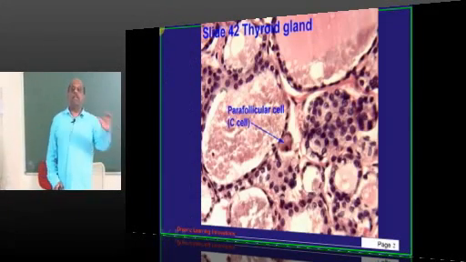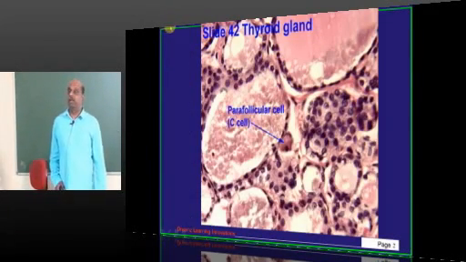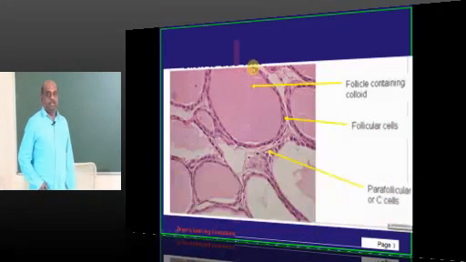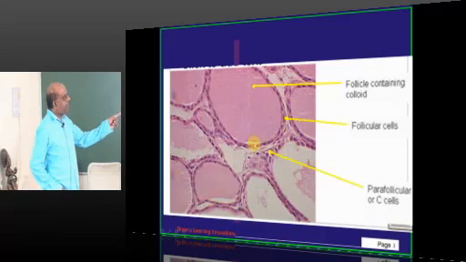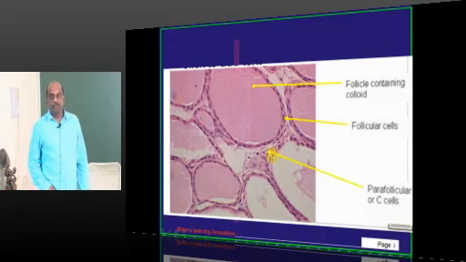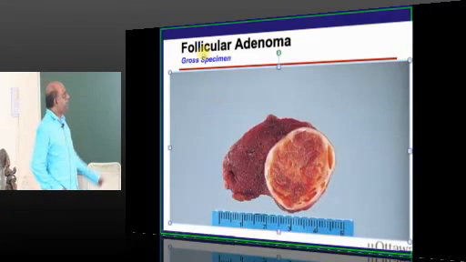Okay, this is the normal appearance of the thyroid gland. You have a follicle which contains the colloid, and you have the follicular cells, and you have parafollicular cells, which are very, very important.